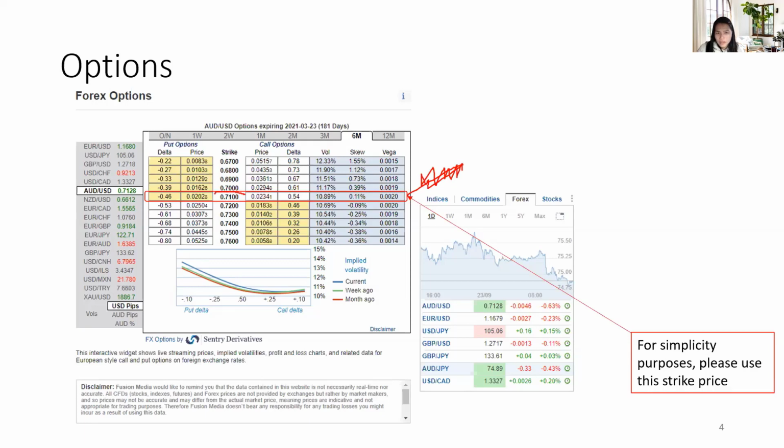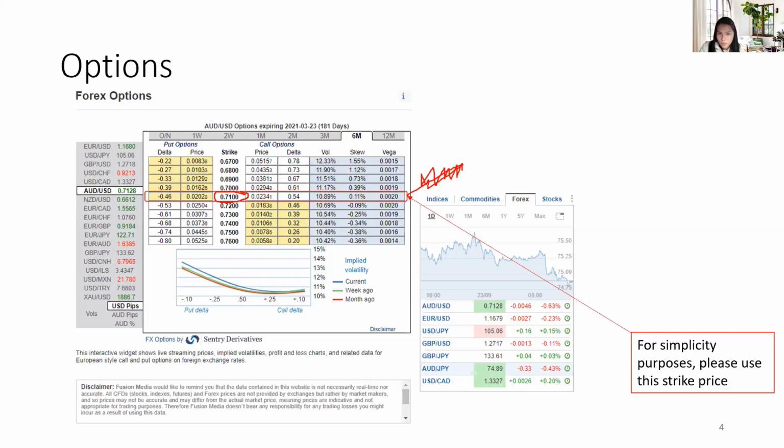This is the strike price, okay? So if you buy a call option, you're going to be buying the USD at 0.71 Australian dollars. Sorry, what did I say? So this should be the value of the Australian dollars in USD. So here you're going to be buying the Australian dollars at 0.71 USD.